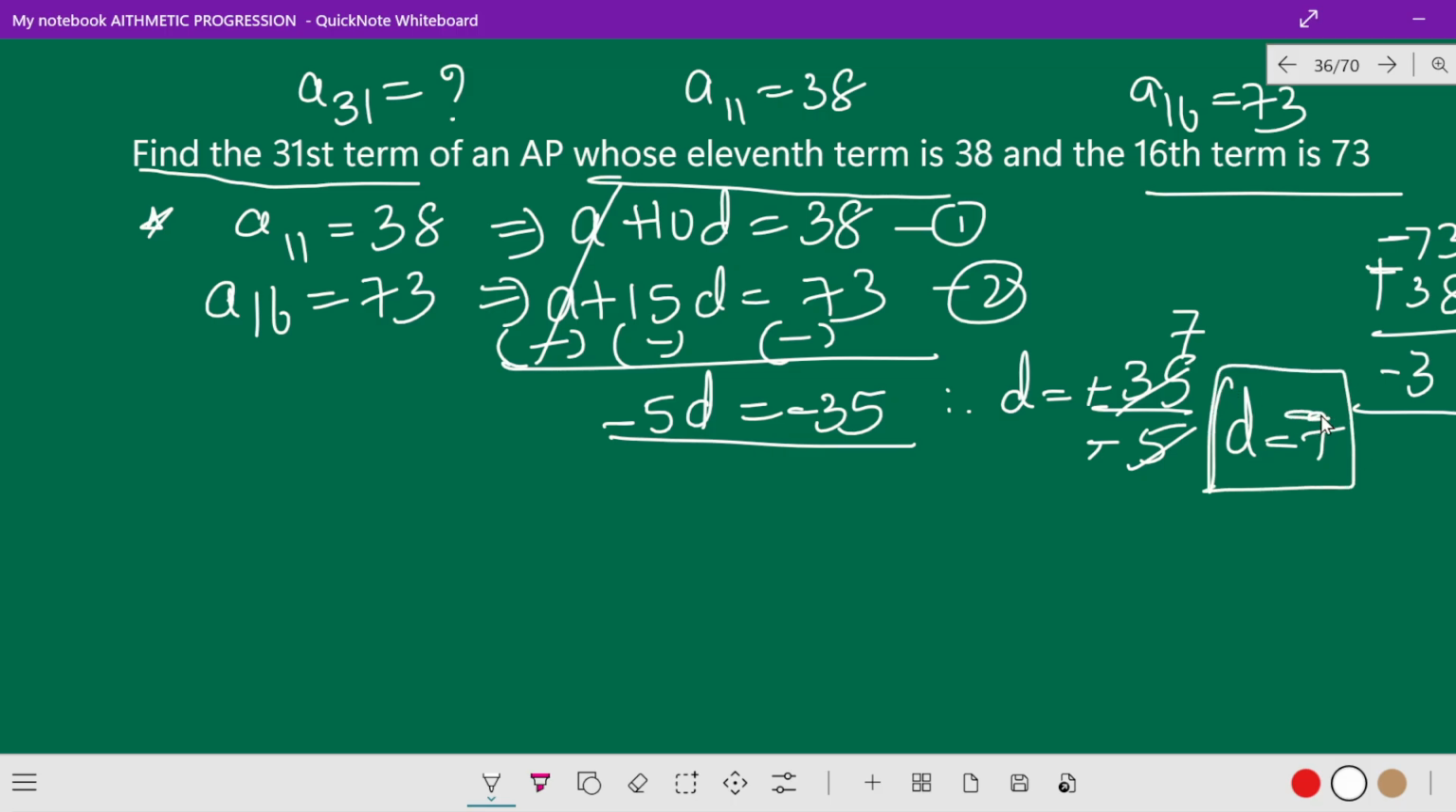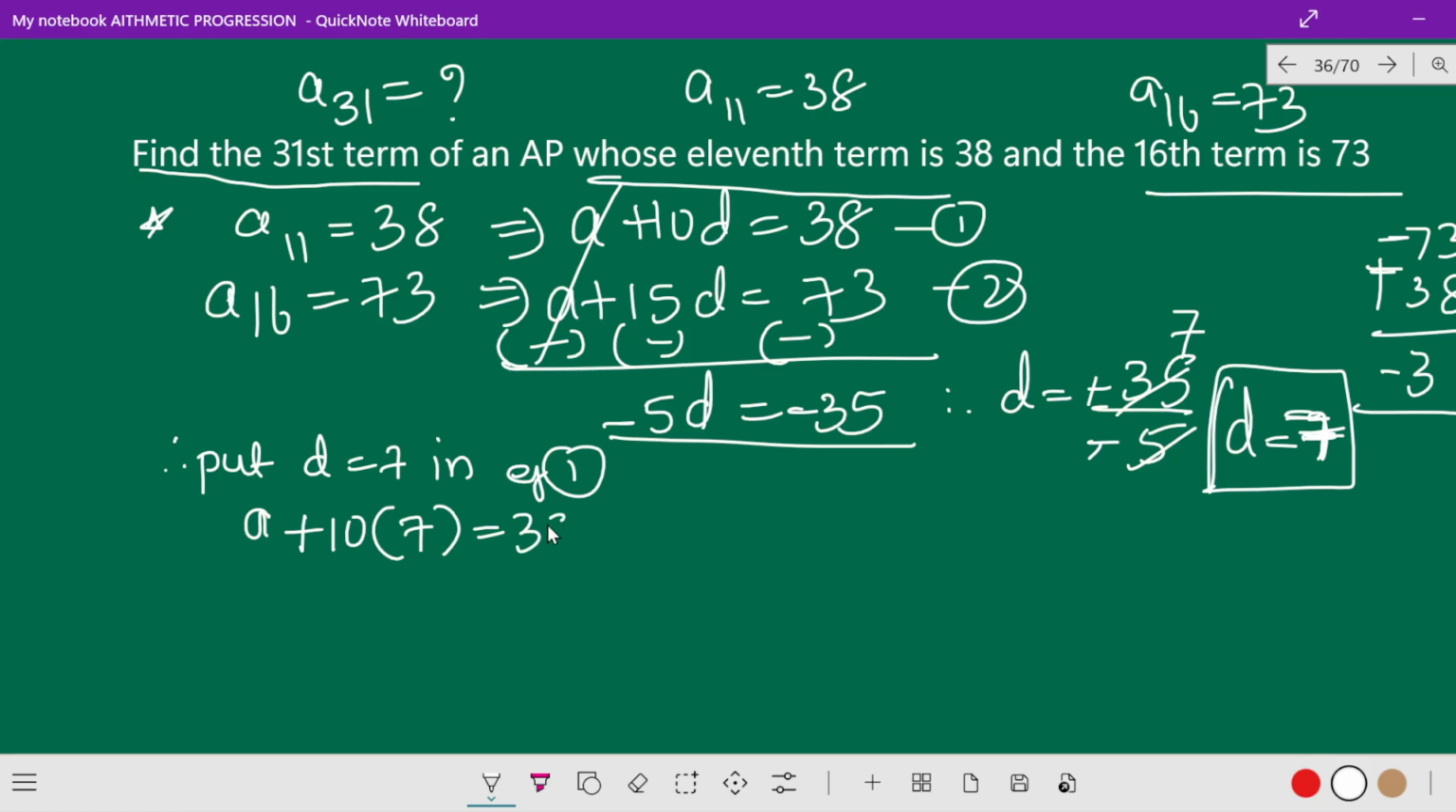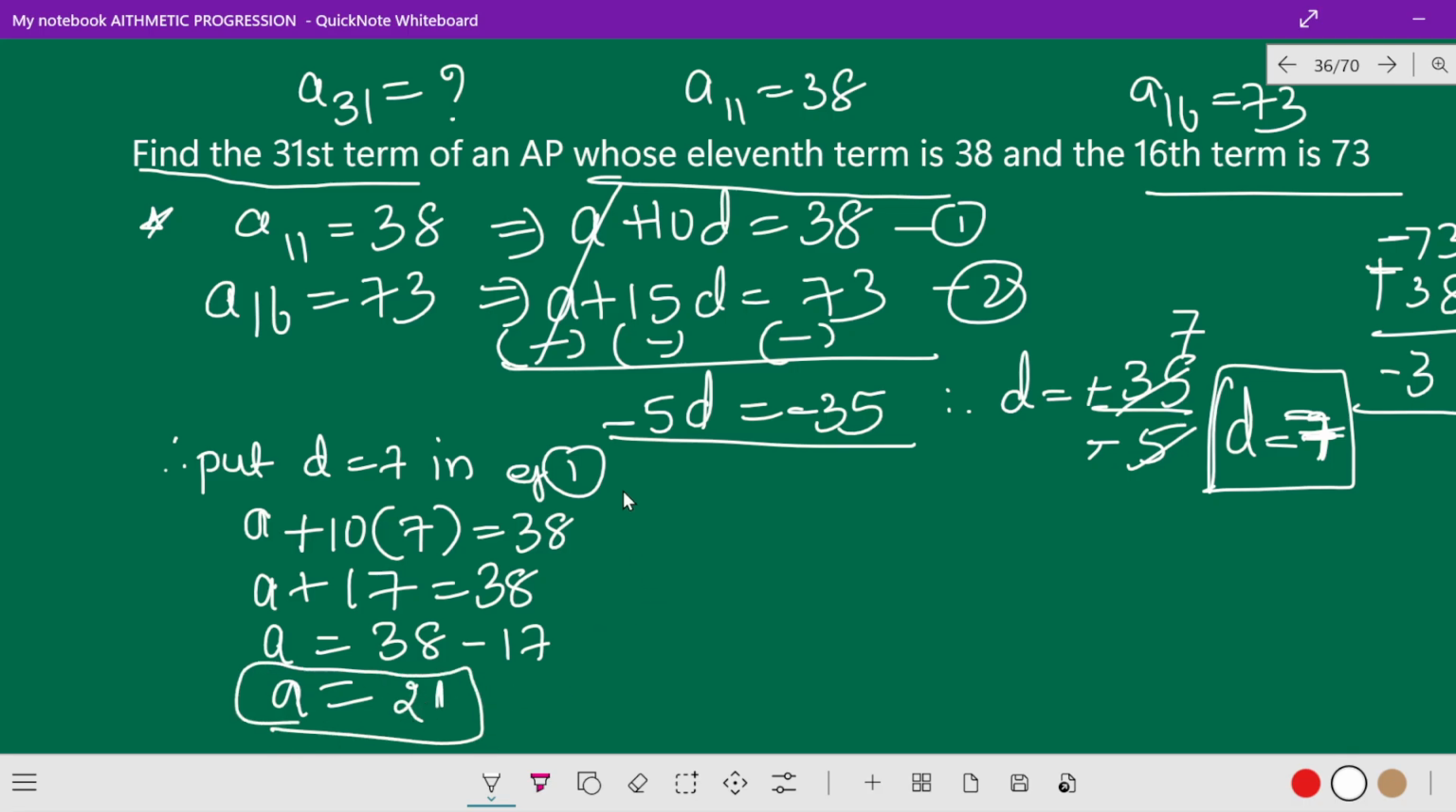When we get the D value, we can easily get the A value also by substituting in this equation. Therefore, put D is equal to 7 in equation 1. So what will we get? A plus 10 times 7 is equal to 38. A plus 70 is equal to 38. A is equal to 38 minus 70, which is minus 32. So the first term is minus 32.